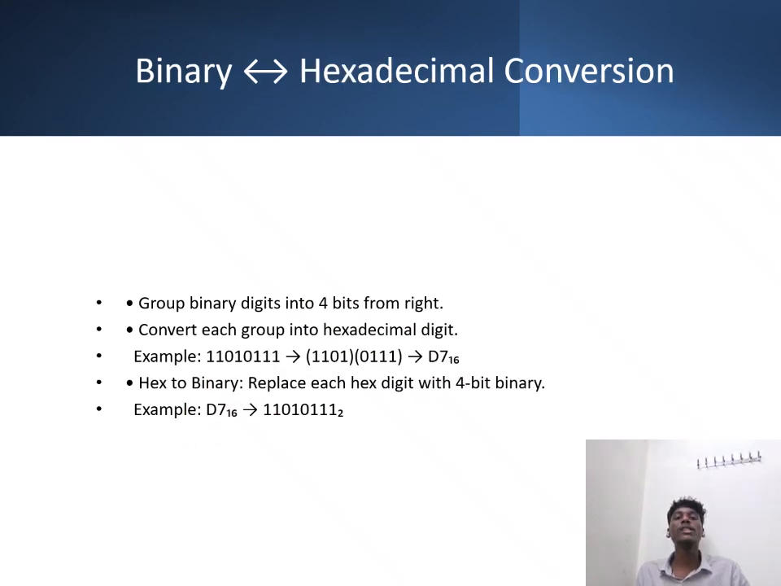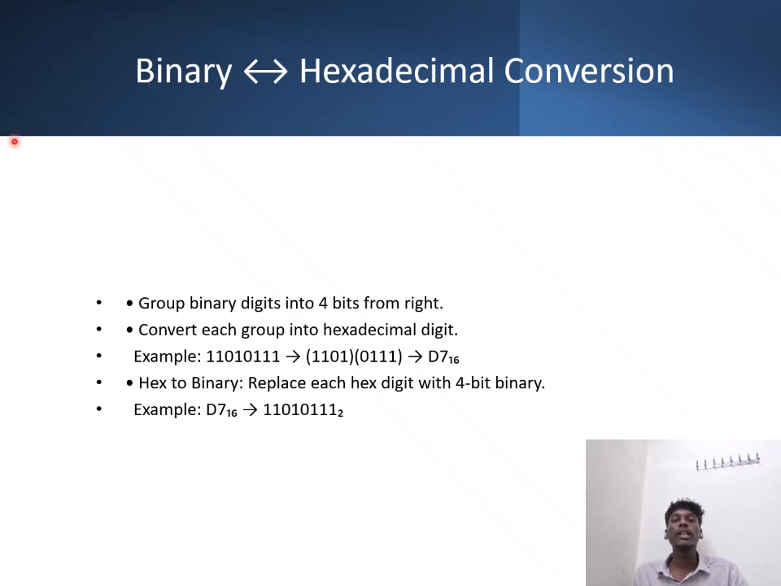Now we will see the conversion from binary to hexadecimal, and then we will see hexadecimal to binary. As in binary to octal, here also we have to group the bits, in groups of 4 bits in the given binary code. And we convert each 4-bit group into a hexadecimal digit using the 8421 code.